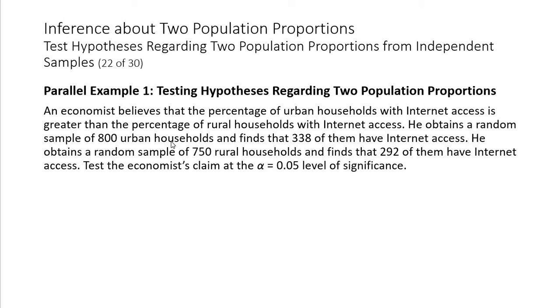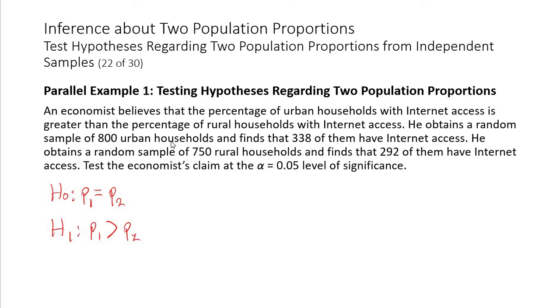An economist believes that the percentage of urban households with internet access is greater than the percentage of rural households with internet access. Let's begin with writing our hypotheses. So, the null hypothesis is a statement of equality. So I'm going to say P1 is equal to some value. And then I'm going to say the alternative hypothesis is P1 is greater than P2. The proportion from the first one is greater than the proportion from the second one.